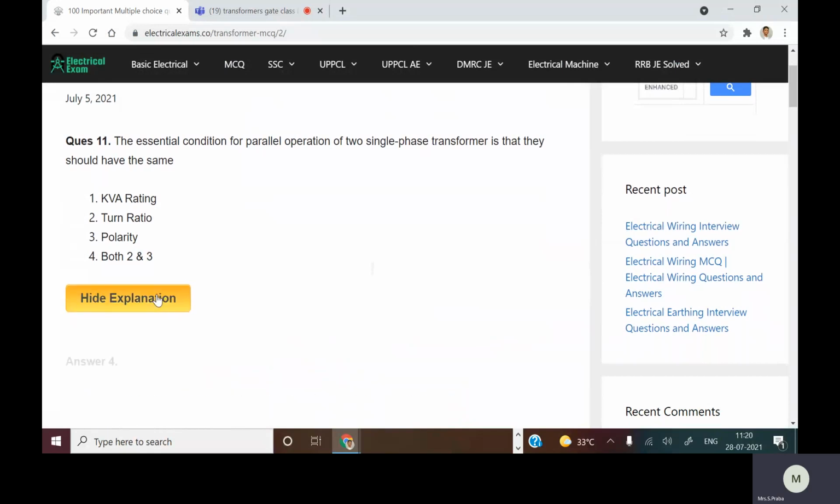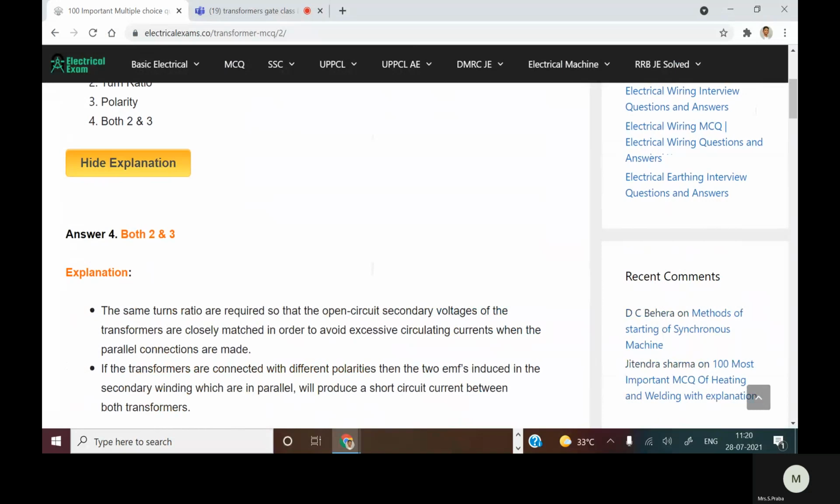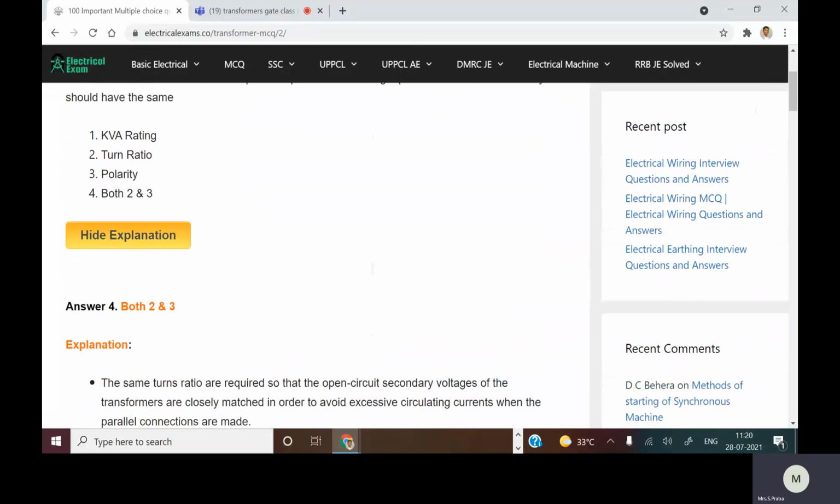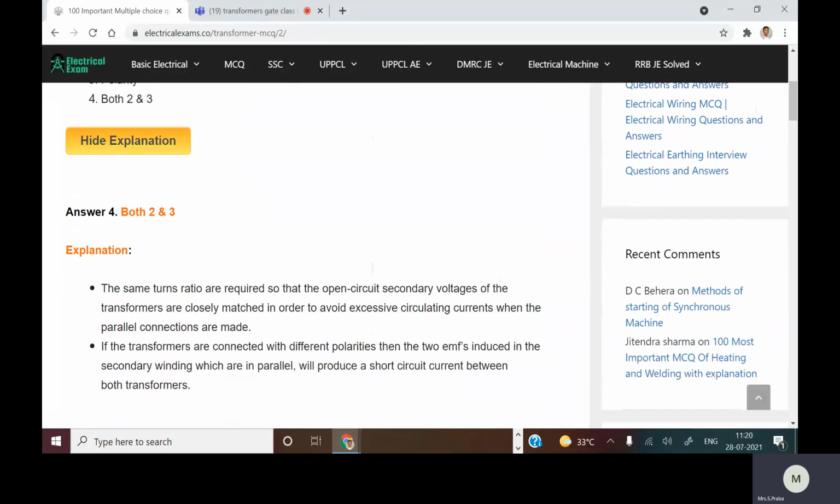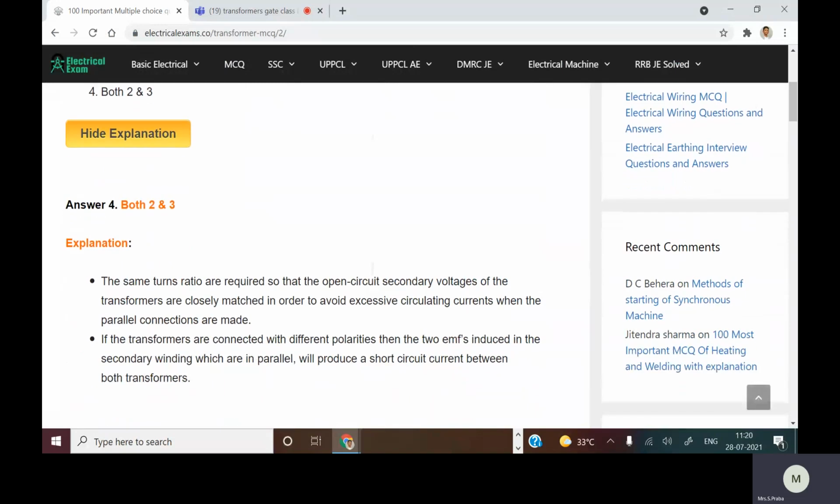We'll see the explanation. Both 2 and 3, that is turns ratio and polarity, is the answer for this question. The same turns ratio is required so that the open circuit secondary voltages of the transformers are closely matched, in order to avoid excessive circulating current when the parallel connections are made. If the transformers are connected with different polarities, then the two EMFs induced in the secondary windings, which are in parallel, will produce a short circuit current between the transformers. We will move on to the next question.